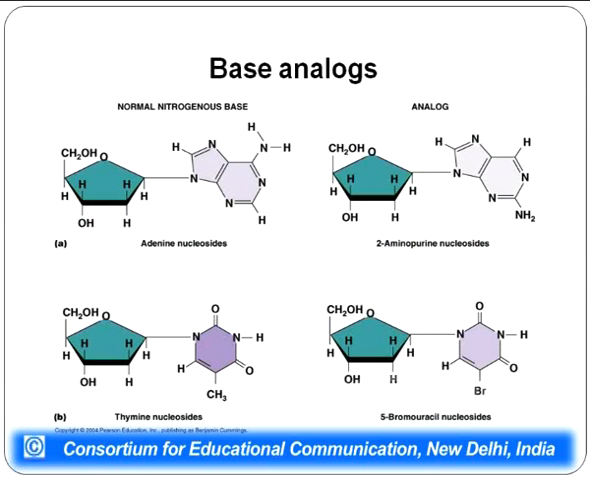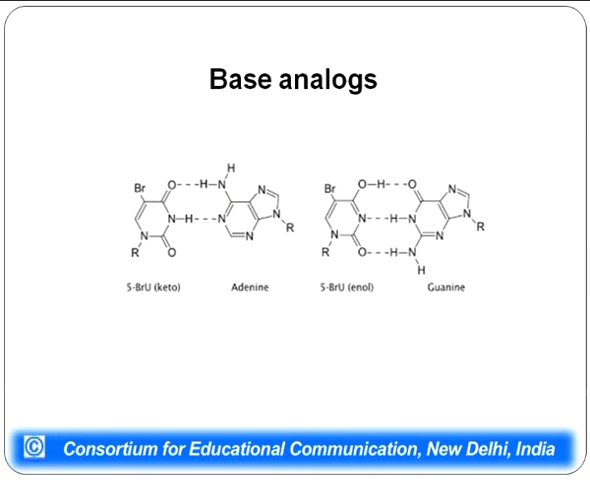And there are base analogues. The base analogues are those chemicals which have structure similar to normal bases, and they might get incorporated in DNA, but they do not code for the normal complementary base pair. A will not be pairing with T, it will be pairing with some other base. In this particular example, bromouracil, which is in keto form, pairs with adenine. It's a base analog of thymine, but whenever it is present in enol form, it doesn't pair with adenine. Instead, it pairs with guanine.